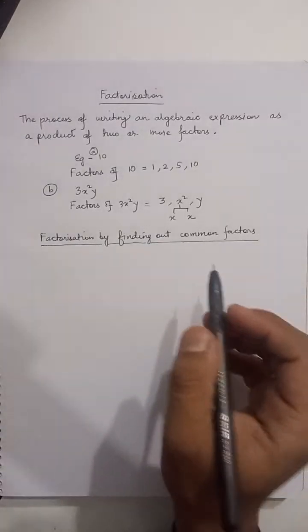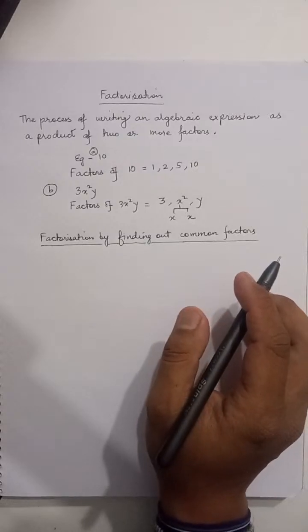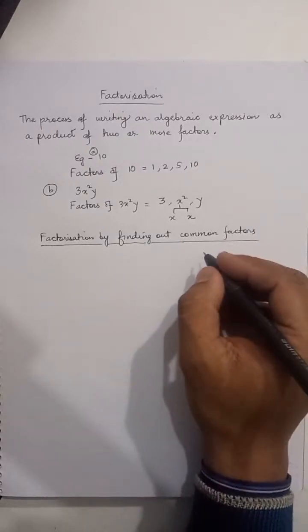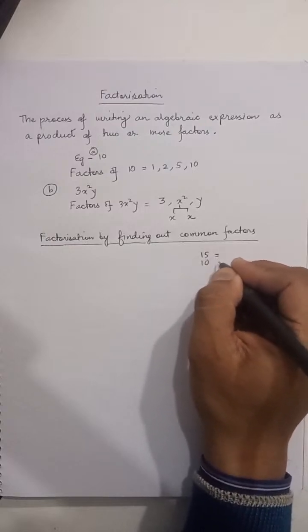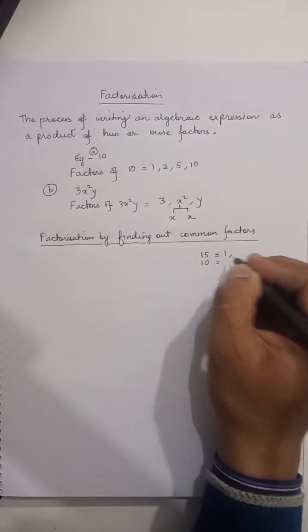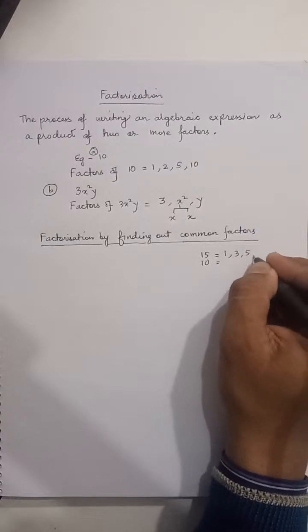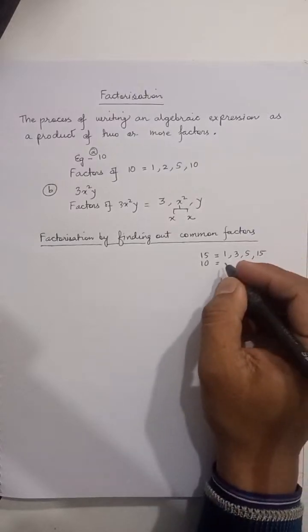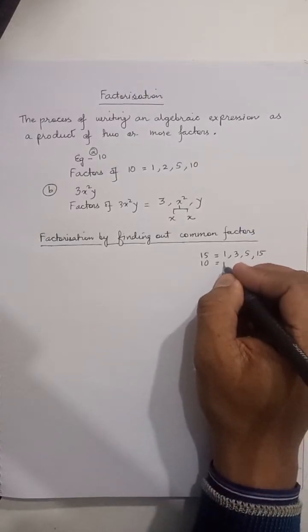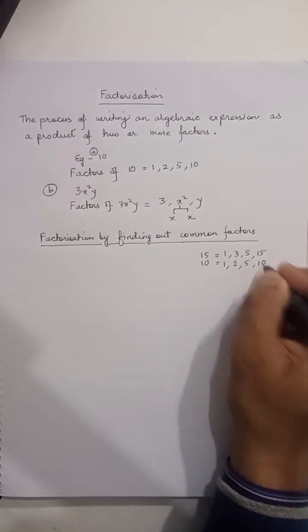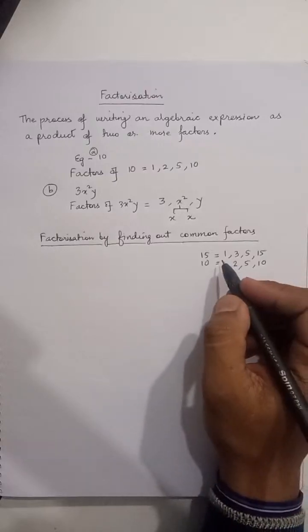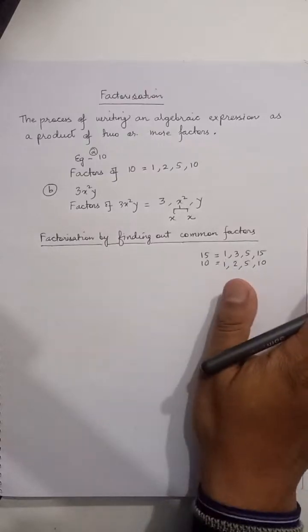Okay, so I hope all of you remember what common factors are. Suppose we have 15 and 10. What will be the factors of 15? 1, 3, 5 and 15. And the factors of 10? 1, 2, 5 and 10. 1 is the common factor of any two numbers.